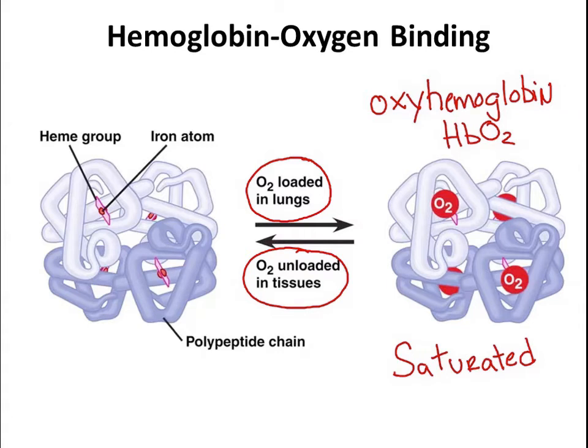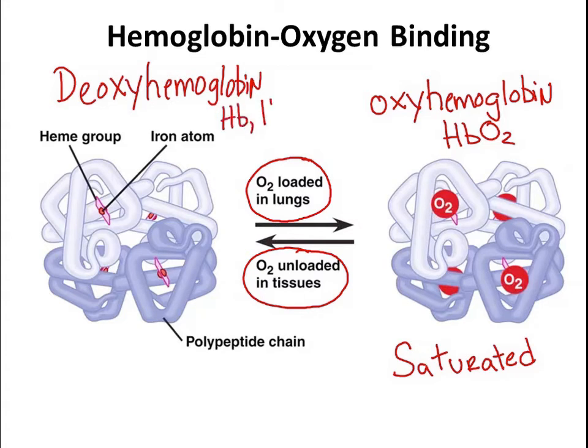But the oxygen is not unloaded all at once. Rather, 1 oxygen dissociates from 1 heme, and then the next oxygen dissociates, and so forth, so that a hemoglobin molecule may be present in various states of desaturation. When the hemoglobin molecule is completely desaturated, we call that deoxyhemoglobin. And that's usually just written as hemoglobin or sometimes HHb.